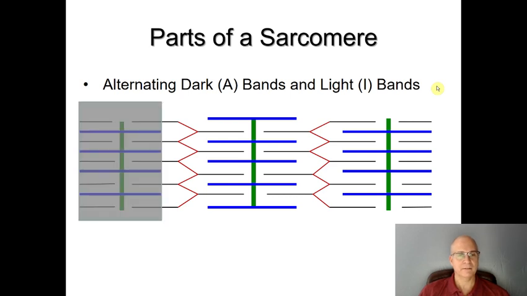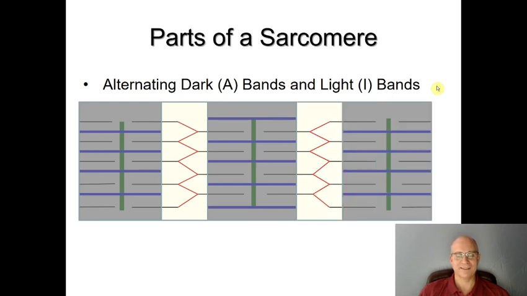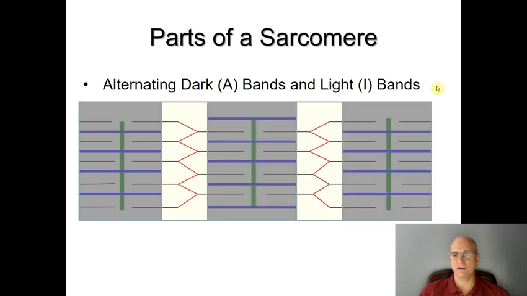There's a dark band, there's a light band. There's a dark band, there's a light band. There's a dark band. I'm going to go do this again. Ready? So when we're looking at a sarcomere, it goes dark band and light band and dark band and light band and dark band, and next would be light band.